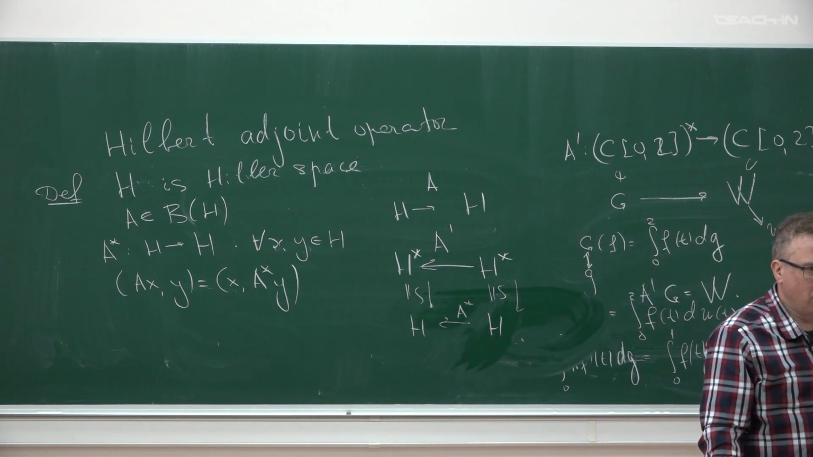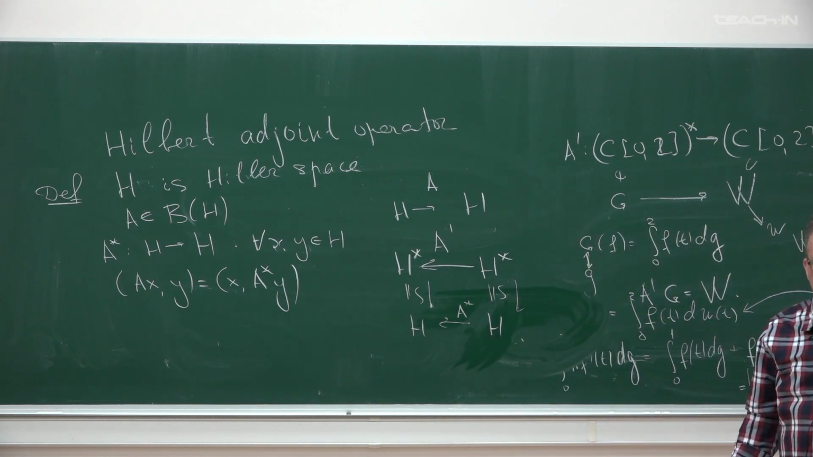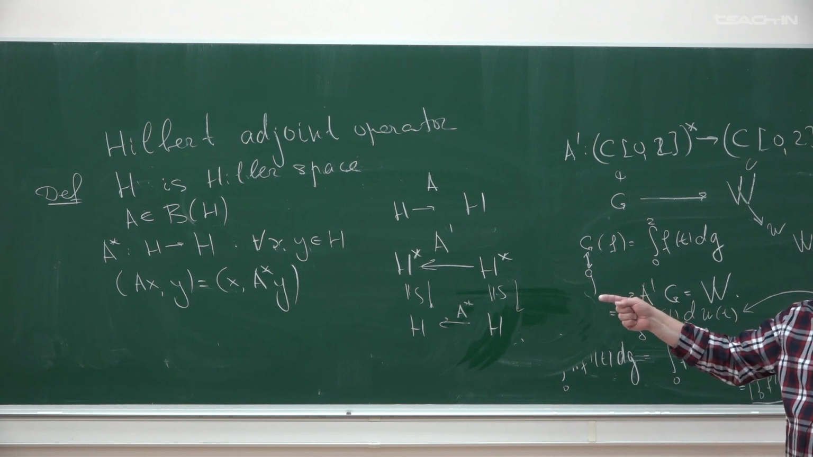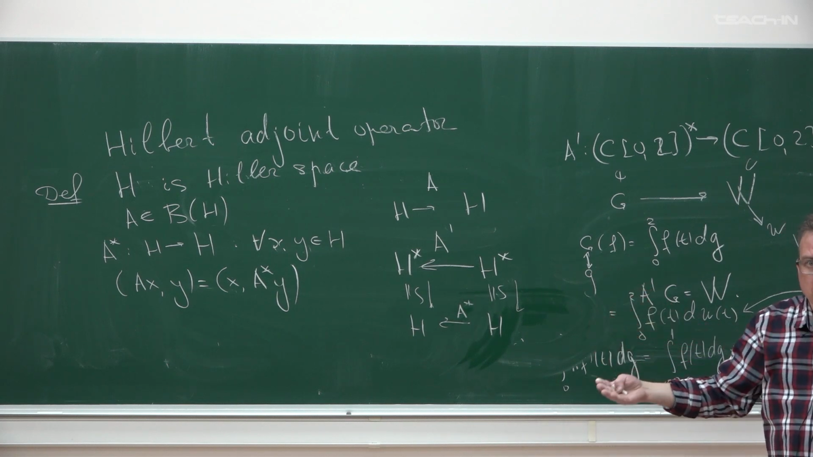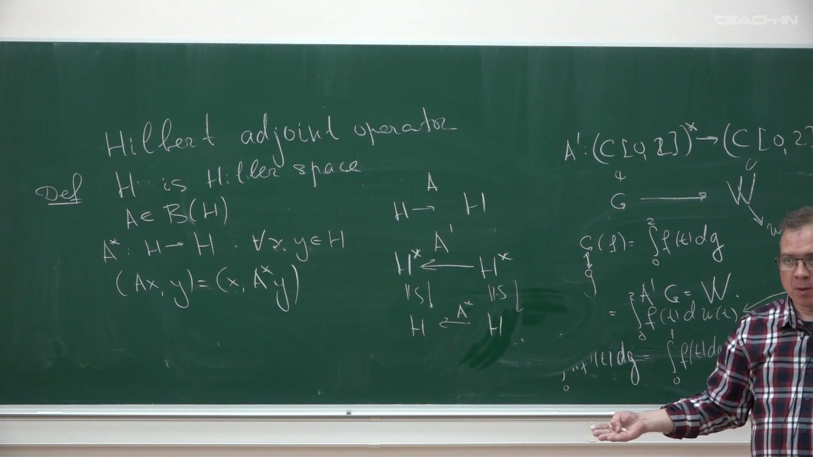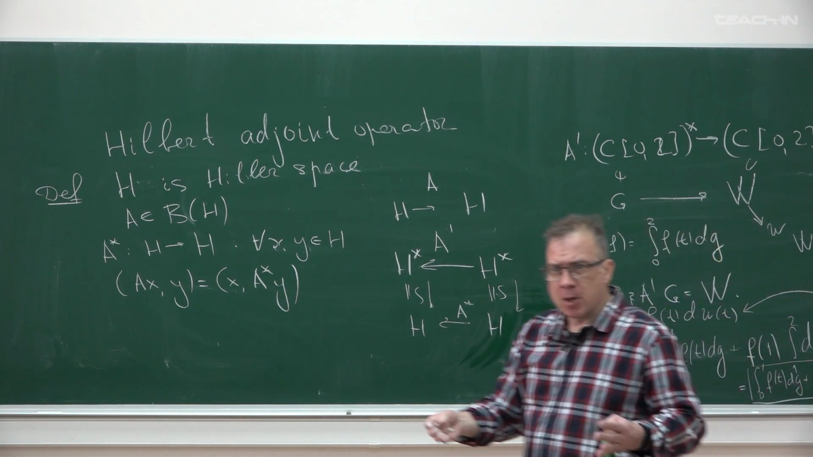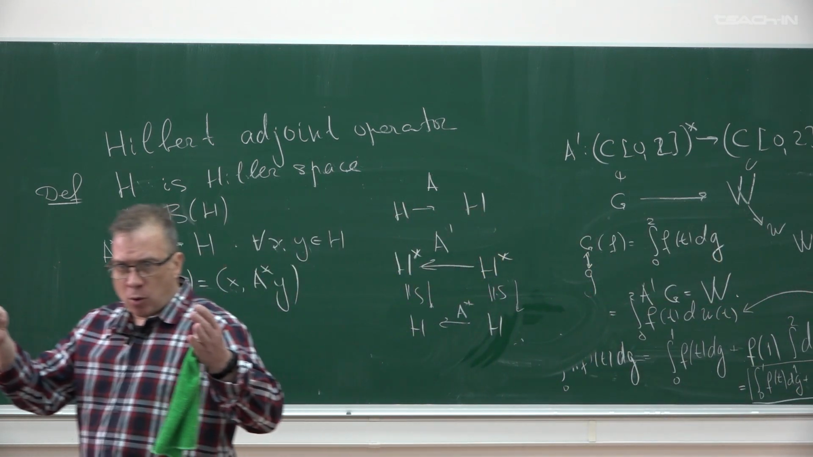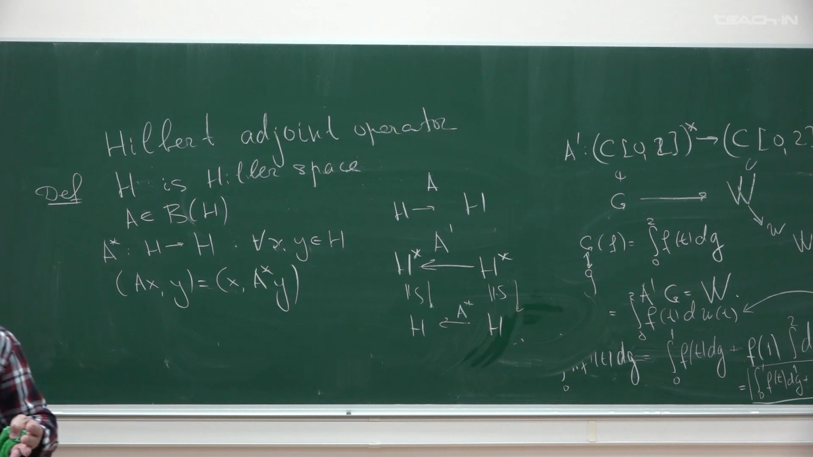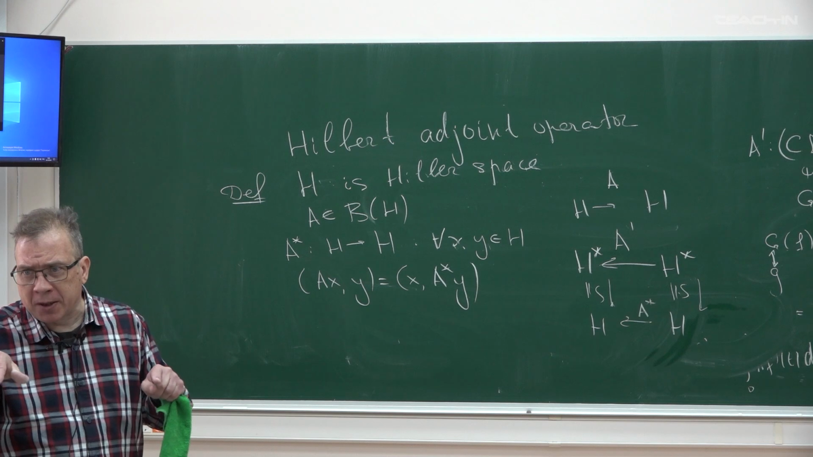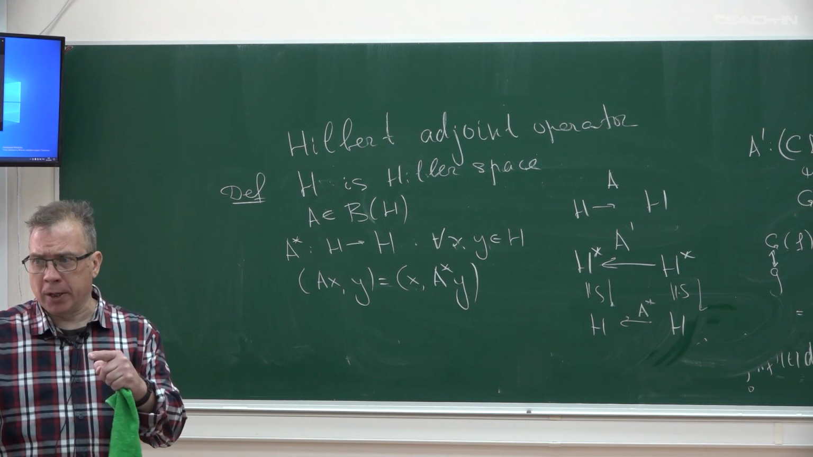If you're attentive, you can ask some questions. Why does this equality define some operator? Why does the left side of this equality define some operator A star? Maybe it does not exist. In linear algebra, it's very simple. You choose the basis, you write the operator as a matrix, write this equality, and you see that the matrix of the operator changes to what matrix? Transposed and complex conjugate.